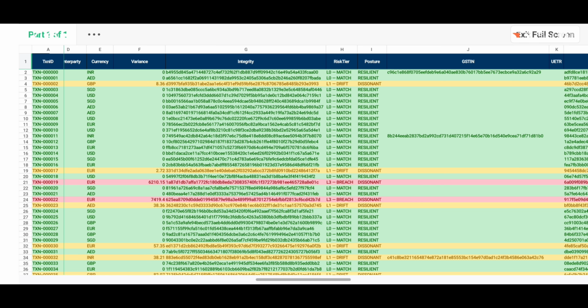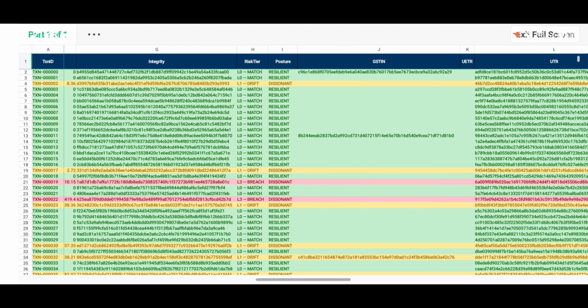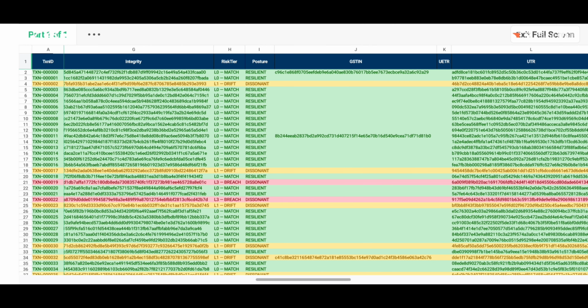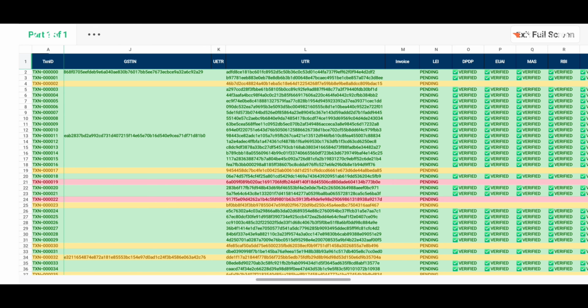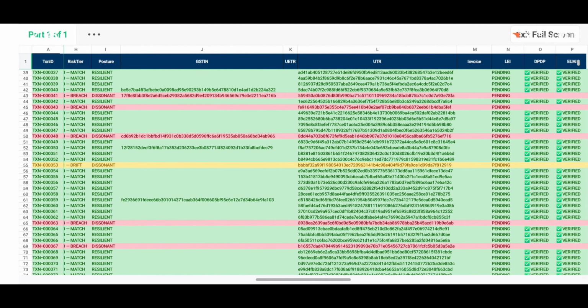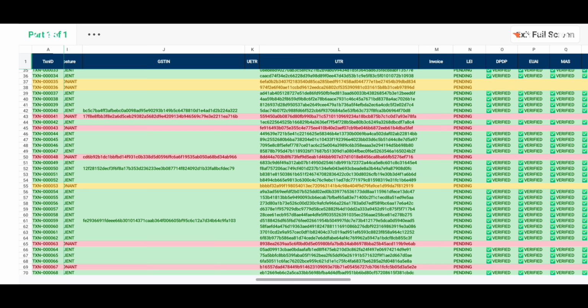In the center, notice the regulatory tokens. We have masked sensitive identifiers like GST and UTR to ensure total privacy while maintaining AML readiness. The compliance seals for DPDP, EU AI Act, MAS, and RBI only activate when a transaction is 100% resilient.